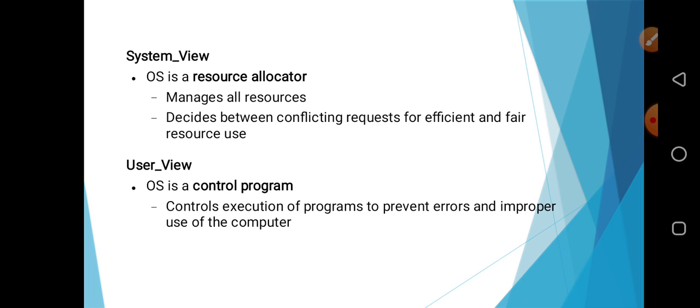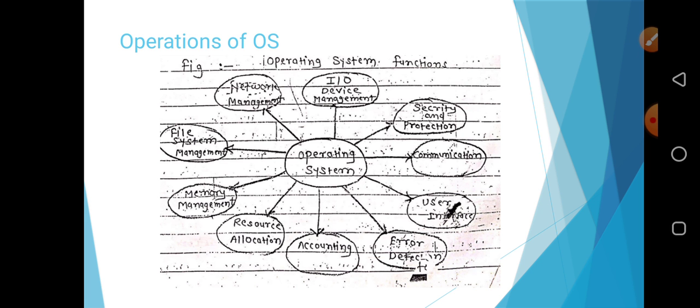fair resource use. And for the end user like us, the OS is a control program which controls the execution of all the programs. Like I have given you one example: Paint, VB.NET, WhatsApp and PUBG. For the user, the operating system is one medium which controls the execution of all the programs.